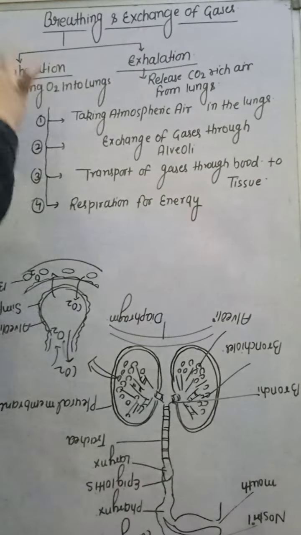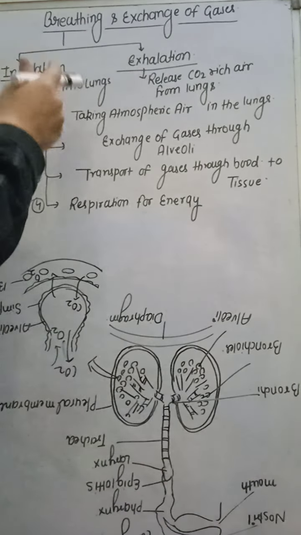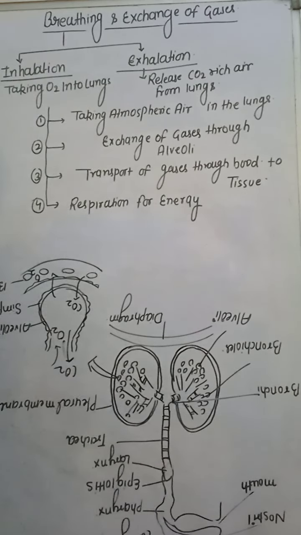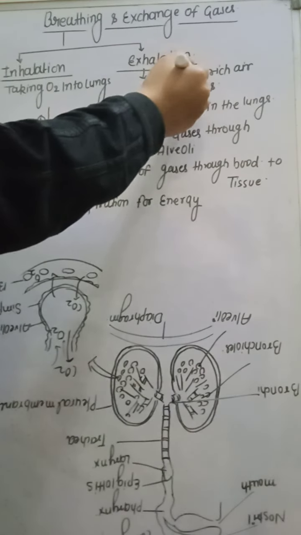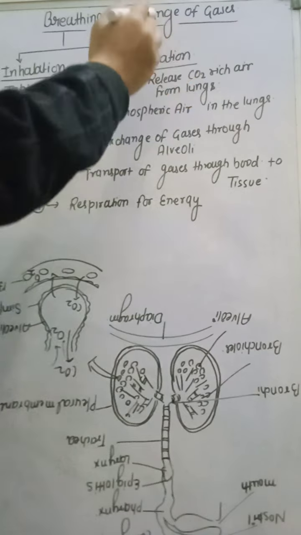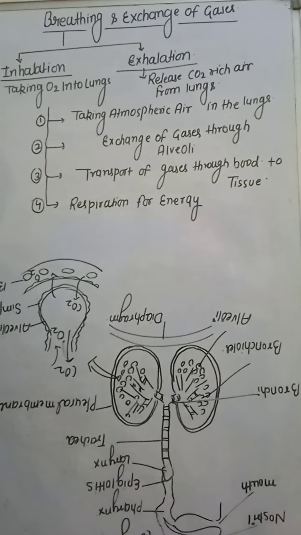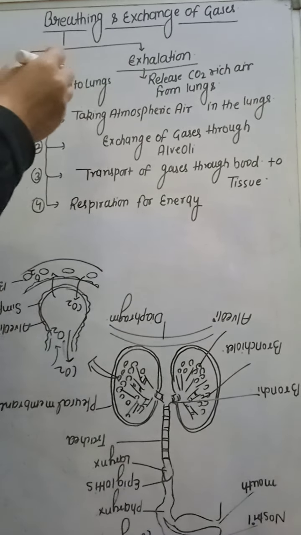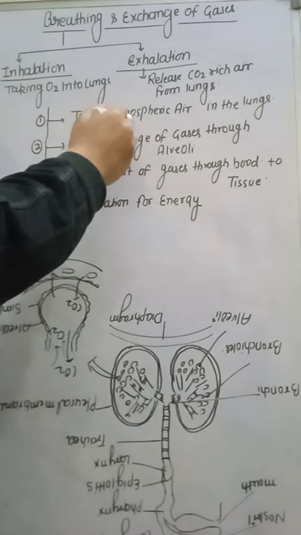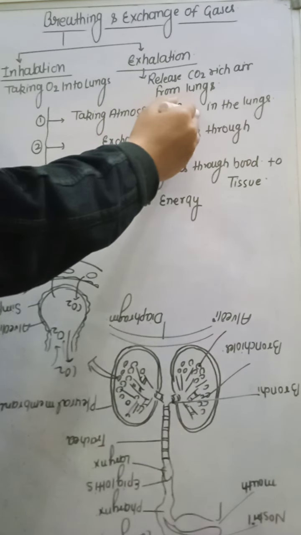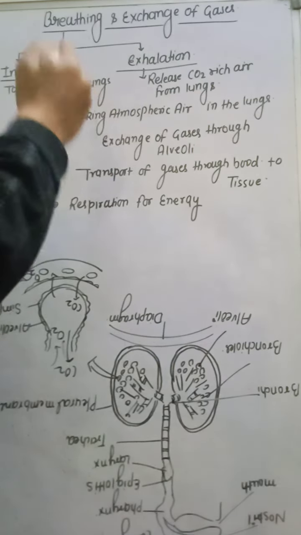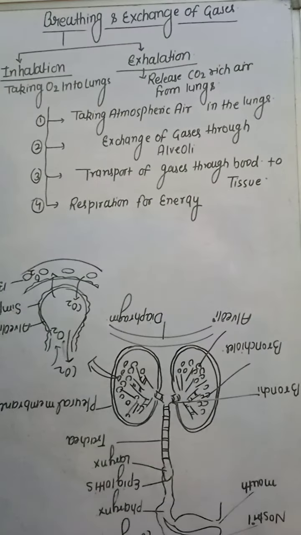That is collectively called breathing. Taking in oxygen and releasing carbon dioxide is where the exchange of gases takes place. In the exchange of gases, the gas goes into the blood to the tissue, and from the tissue it again goes into the lungs. That is called exchange of gases. So during breathing, we take atmospheric air containing oxygen into the lungs and release CO2-rich air from the lungs.